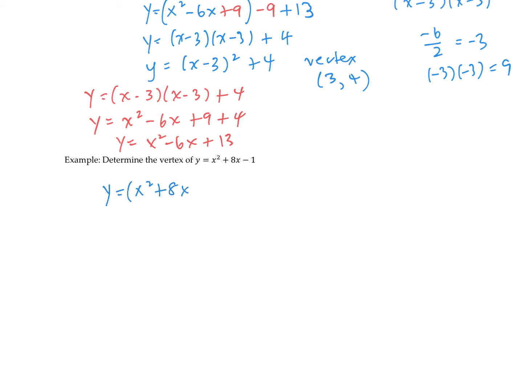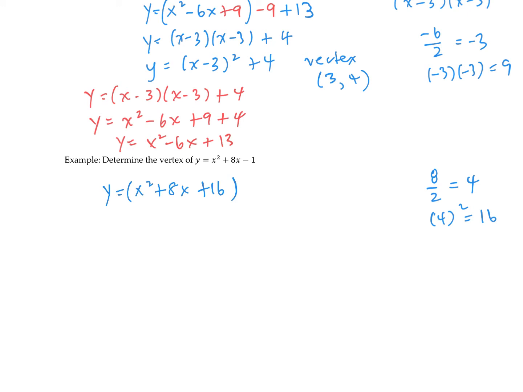So 8x does not have a perfect square. If it was 8x, then it would have to be x plus 4 times x plus 4. So what I'm going to do is take the middle, divide it by 2 to determine what goes in that last bracket, and then remember I have to square that, so that makes it 16. So 16 would make a perfect square.